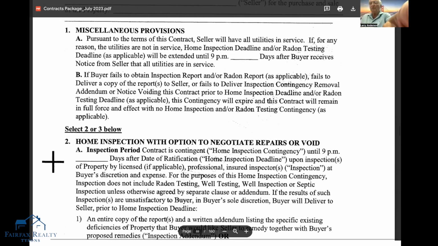Miscellaneous provision, what they have done is they pulled a lot of stuff that was down in the boilerplate later on, moved it up top to make sure we get it covered. So miscellaneous provisions, A, pursuant to the terms of this contract, that seller has to have all utilities in service. We cannot do a home inspection without utilities. And you find that requirement also in paragraph 9 of the contract.